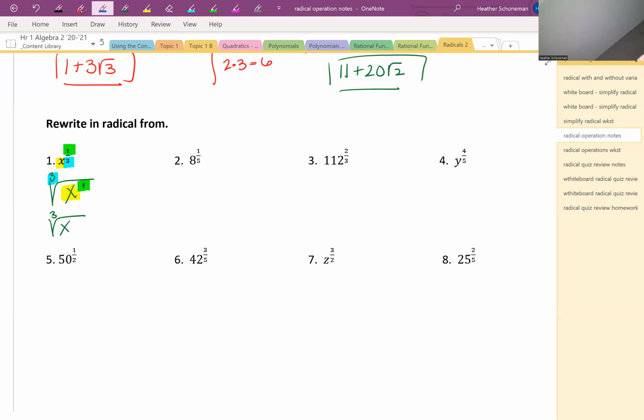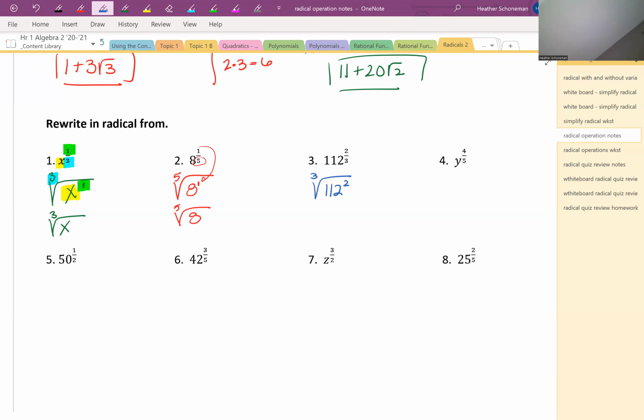Okay, let's try this again. Over here, the base is 8. That goes under the radical. The denominator goes on the shelf, and the numerator is the exponent. But we don't need to write to the first power, so this is just the 5th root of 8. All right, let's try it again. The base, 112, goes under the radical. The 3 goes on the shelf, and the 2 is the exponent.